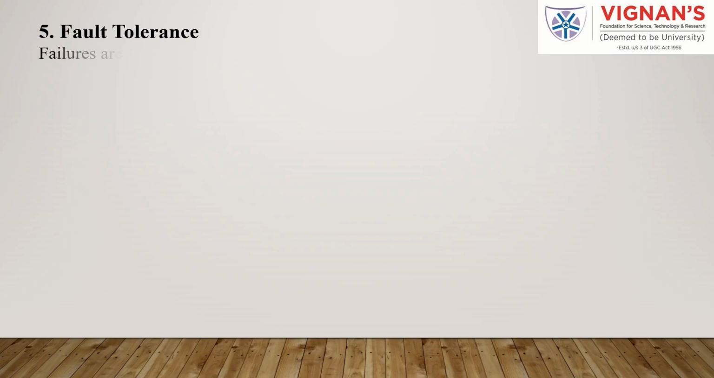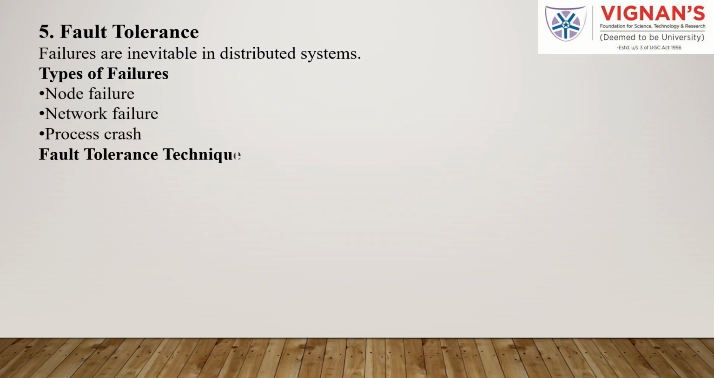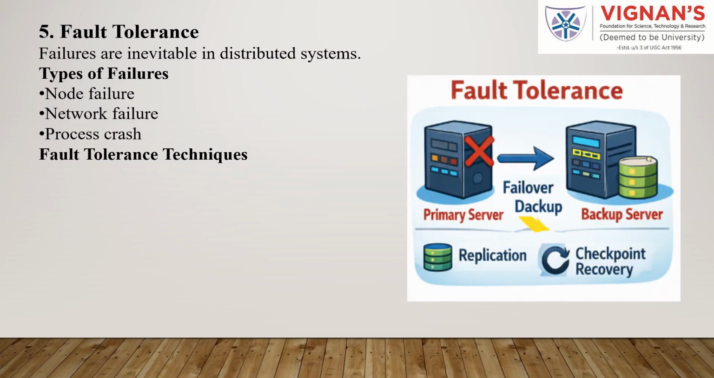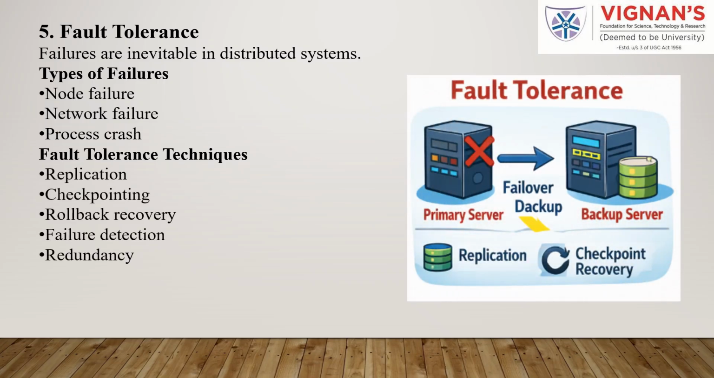5. Fault tolerance. Failures are inevitable in distributed systems. Types of failures. Node failure. Network failure. Process crash. Fault tolerance techniques. Replication. Checkpointing. Rollback recovery. Failure detection. Redundancy. Goal, maintain system availability and reliability.